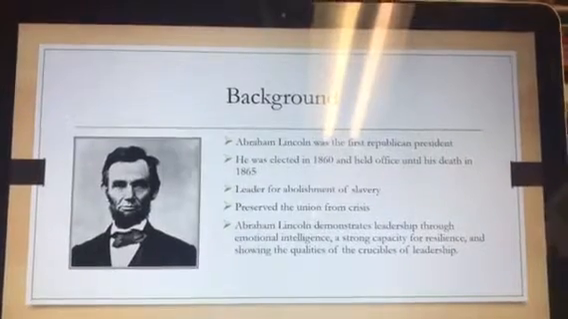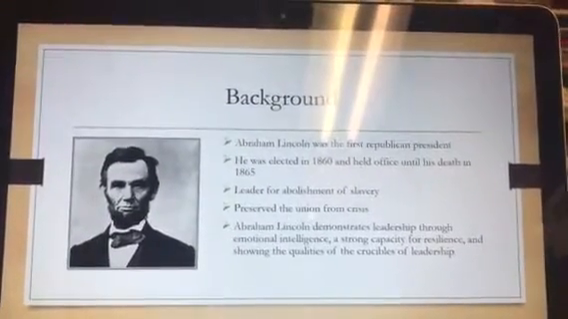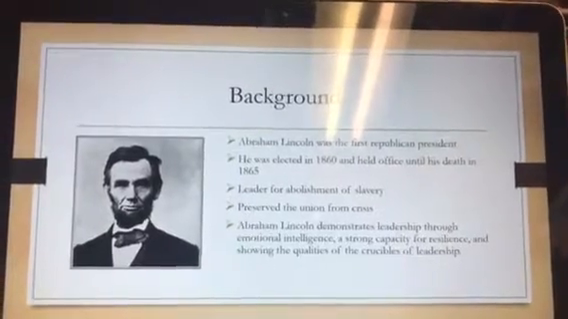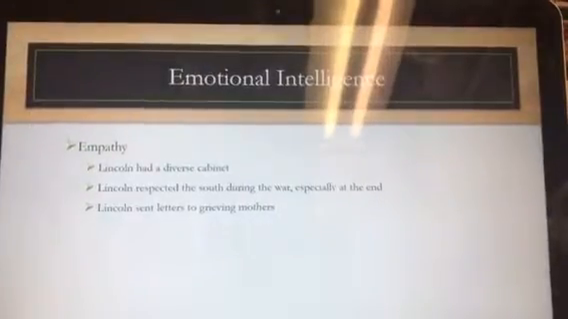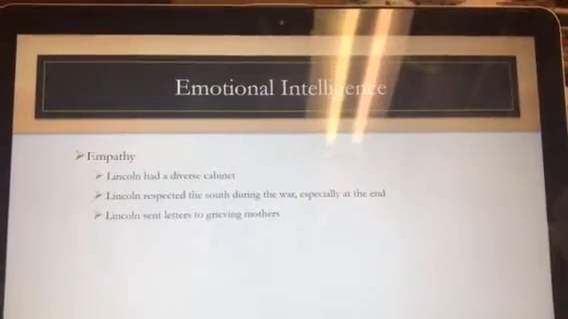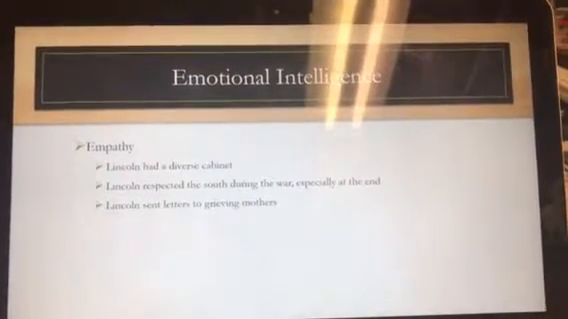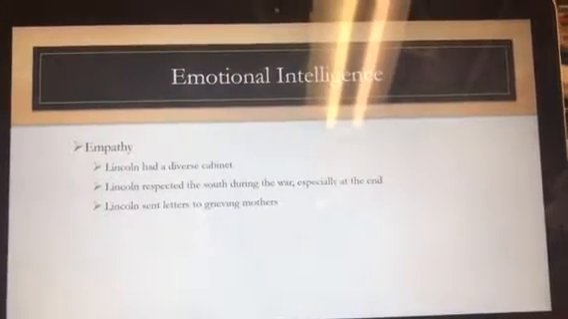Abraham Lincoln demonstrates leadership through emotional intelligence, a strong capacity for resilience, and showing the qualities of the crucibles of leadership. Emotional intelligence is not a concept just for leaders, but also for presidents. First, empathy. Lincoln had a very diverse cabinet.